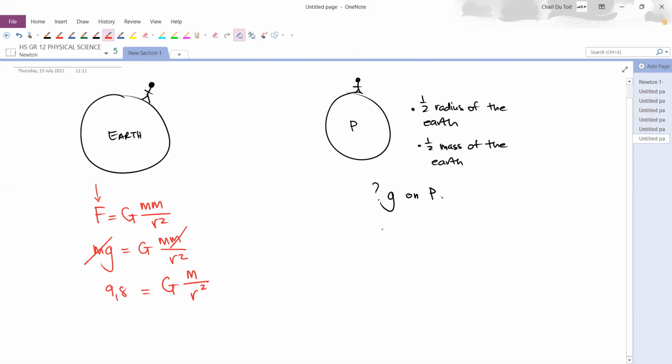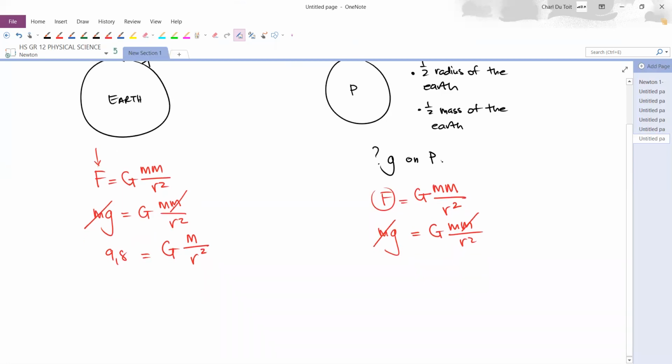Right, now I'm going to do exactly the same on that other planet. That planet is also attracting you with a certain force. It's also G times the mass of that planet times your mass, divided by the radius of that planet squared. But that force is also mg, your mass times the gravitational acceleration of that planet. So your mass is also irrelevant here, and I can cancel it. But those values didn't stay the same, so let's show you how we can fill in those values.